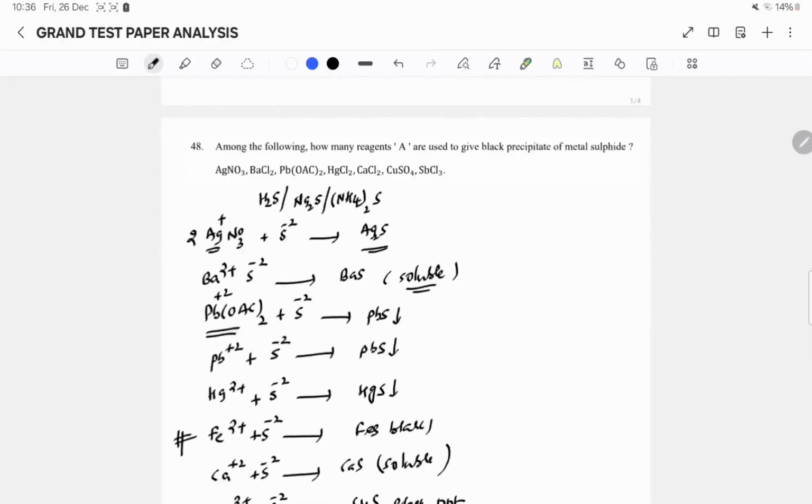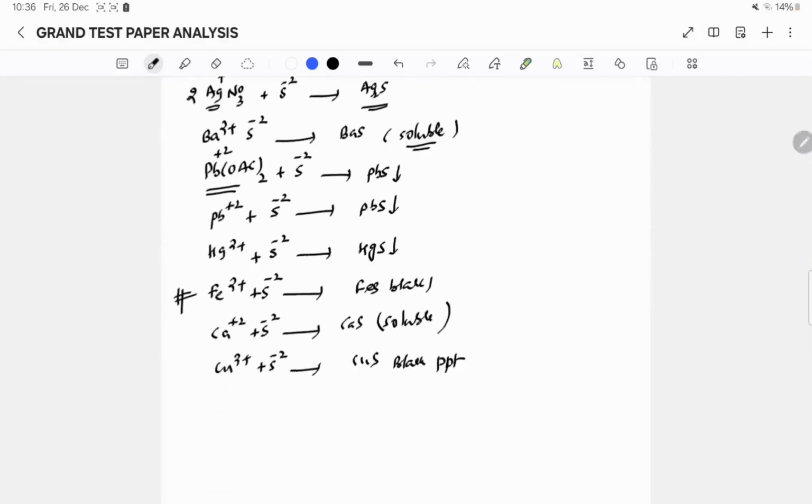Similarly, the last option is given, student, SbCl3. Right. Now Sb plus 3 reacted with S minus 2, student. So it will form Sb2S3. So you can take this will be 3 mole, student. So it will form an orange precipitate. Right?